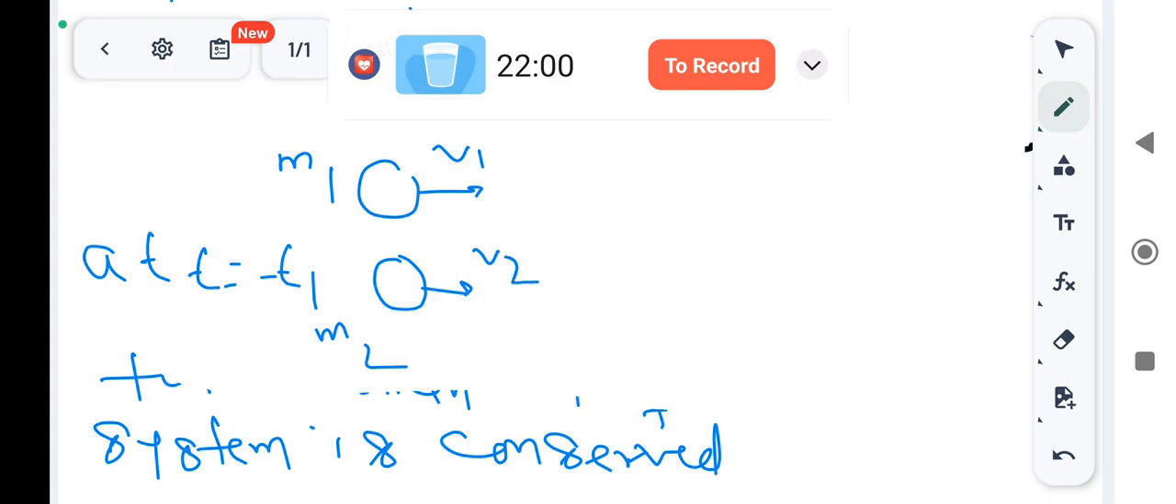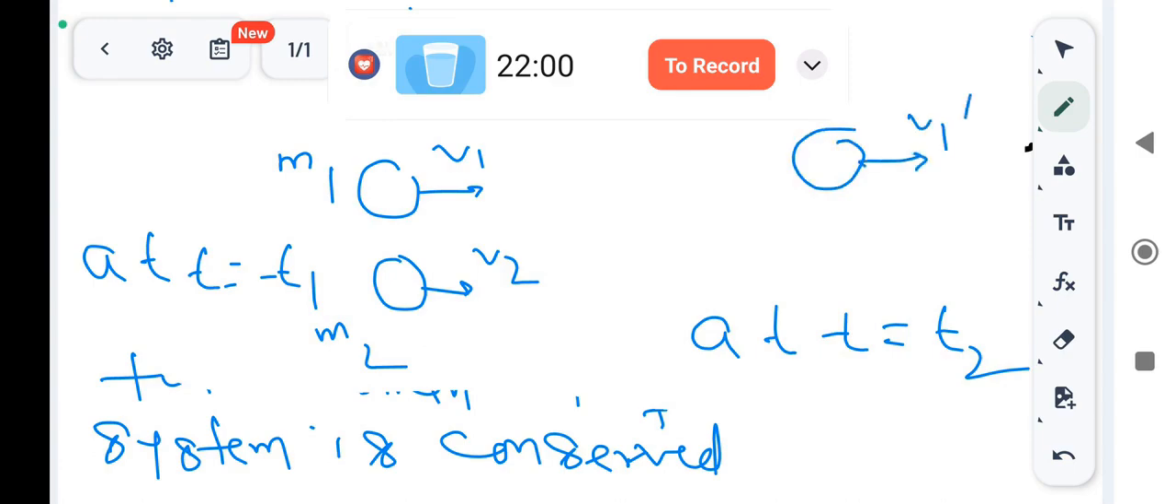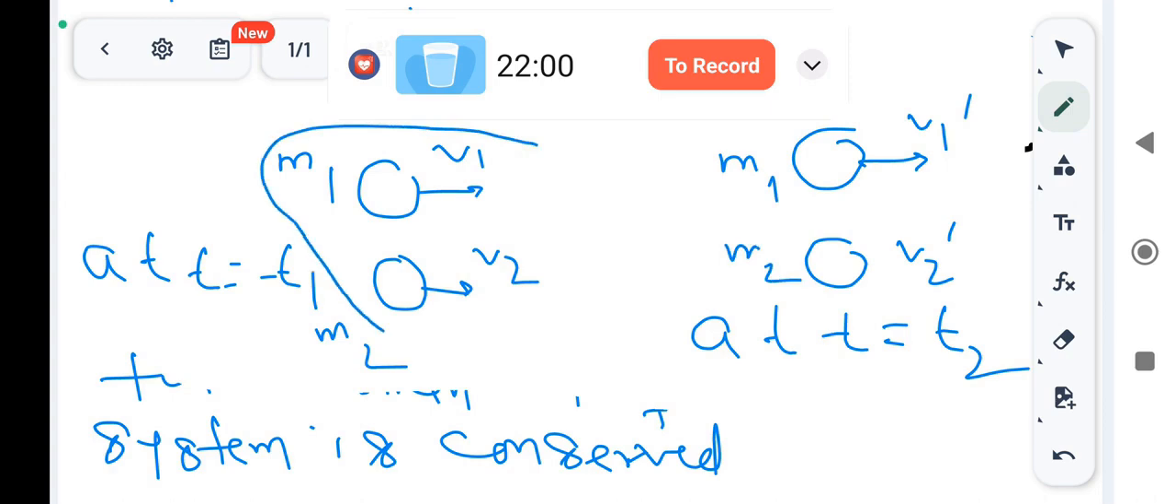Suppose at t equal to t2, both particles have velocities v1 dash and v2 dash. The mass will remain the same. There is no change in the mass. One instant is this and one instant is this.